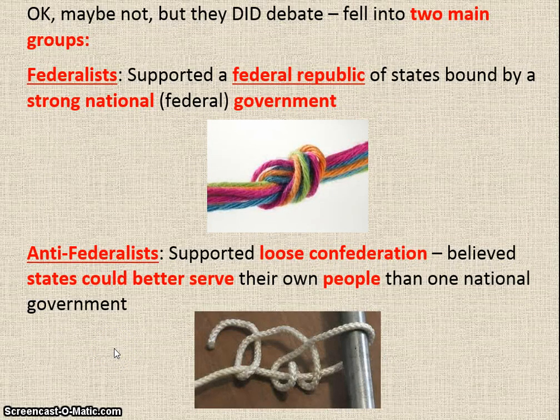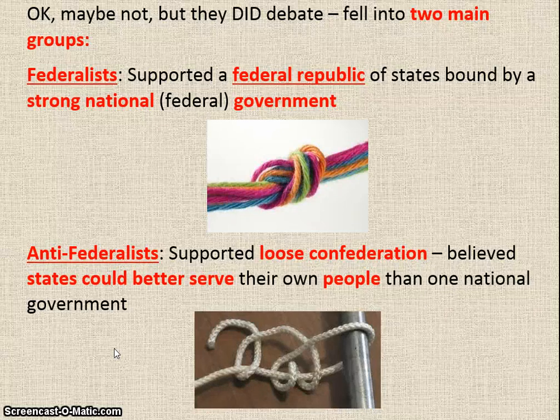And in doing so, they fell into two main groups. The first of these are the Federalists. These are the people who support the Constitution because it creates a federal republic. This means a group of states that are bound together by a strong national government. That's why our government is sometimes referred to as the federal government, because it is a collection of states brought together under one government.